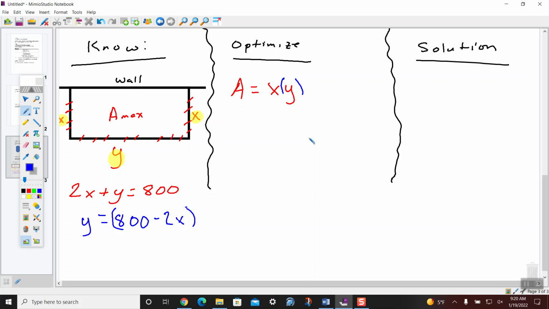Okay. 800 minus 2x. Now I want you to think about this, guys. My area that we're trying to optimize now becomes that value x times our replacement. Anytime we substitute, we should always put what around our substitution?